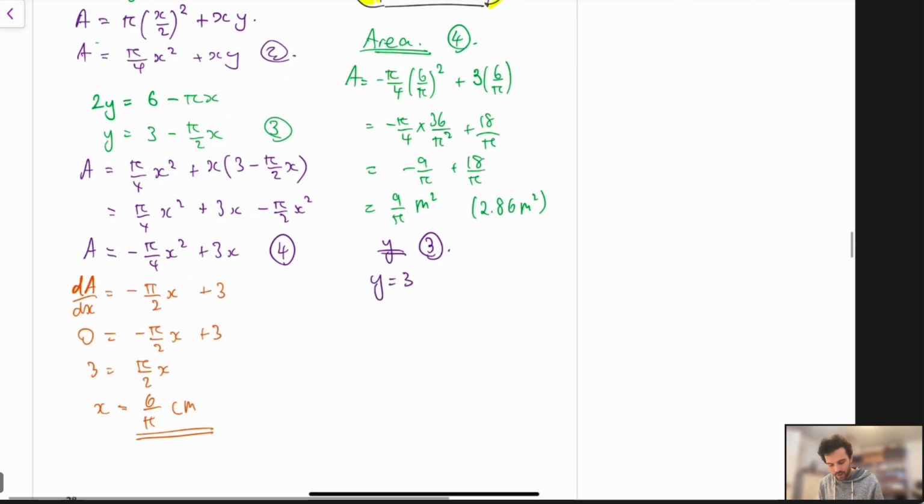Y is equal to 3 minus pi on 2 times x. X is 6 on pi. 3 minus, they cancel, so it's 3 minus 3, which is 0. So y is equal to 0.